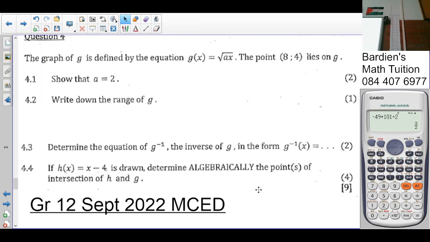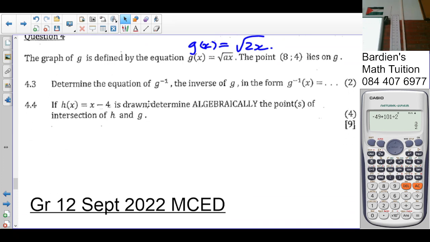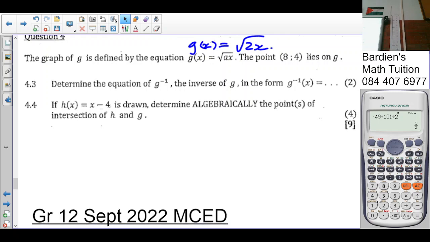So in other words, this graph, g of x, is equal to the root of 2x. So coming back to this question in 4.3, it says, determine the equation of the inverse of g in the form of the inverse function. So if we look at the inverse function here, what do we do for the inverse function? We must interchange x and y, not so.